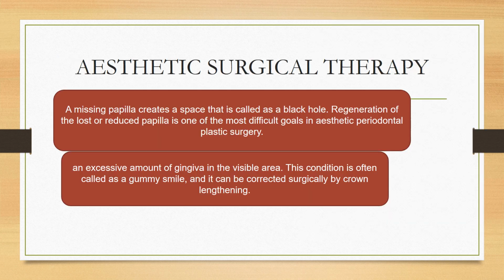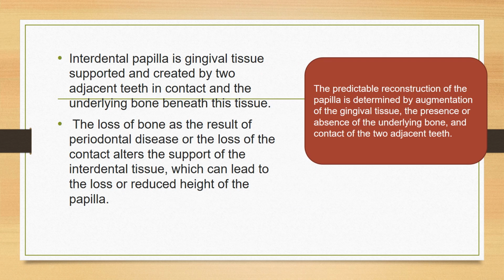So coming to the aesthetic surgical therapy. A missing papilla creates a space that is called a black hole. Regeneration of the lost or reduced papilla is one of the most difficult goals in aesthetic periodontal surgery. An excessive amount of gingiva in the visible area is a condition often called gummy smile. It can also be corrected surgically by crown lengthening. So these are the two: papillary reconstruction and crown lengthening.